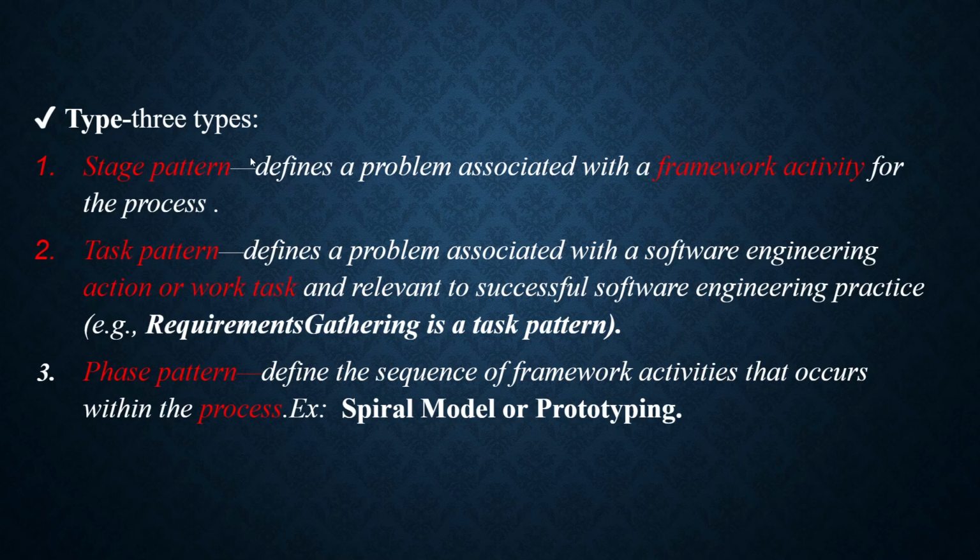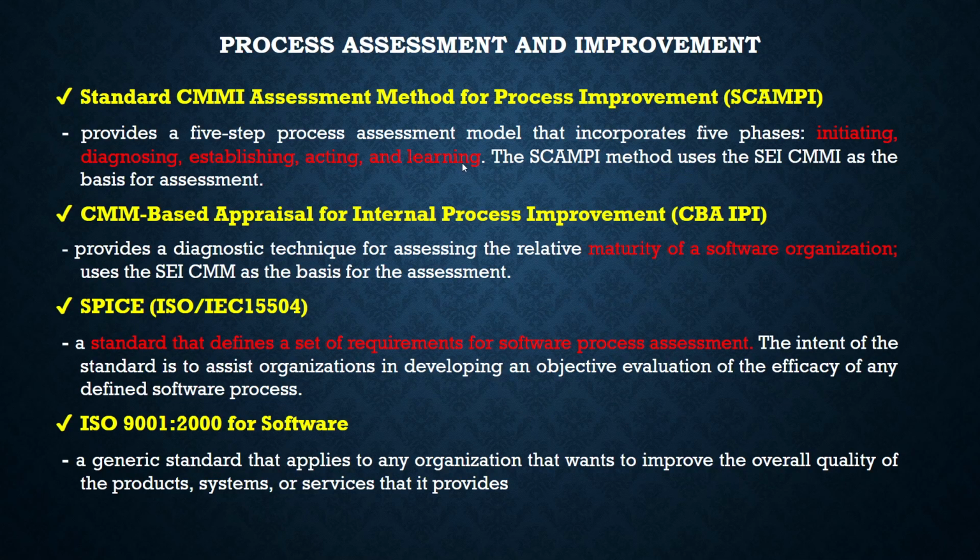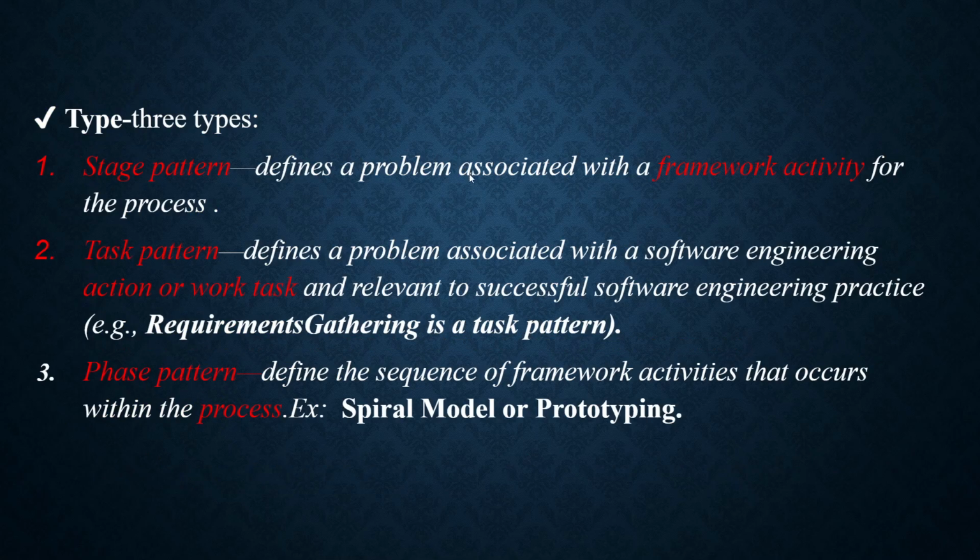As of now, the stage pattern defines a problem associated with the framework activity for the process. Then the task pattern. Okay, and in the phase, for example, if it's going to be an evolutionary version 1, version 2, so it defines a sequence of framework activities that is occurring within the process, right? So these are the most important terms you need to know when it comes to the basics of the software engineering process framework. Thank you.